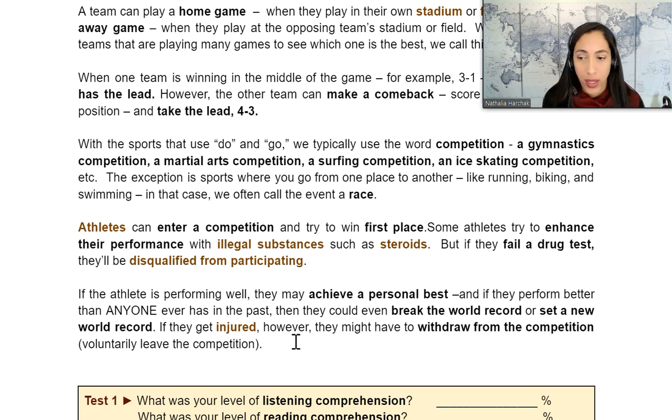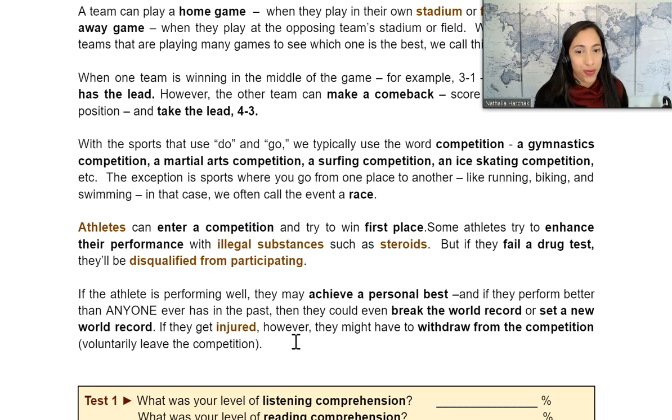Some athletes try to enhance their performance with illegal substances such as steroids. But if they fail a drug test, they'll be disqualified from participating. If the athlete is performing well, they may achieve a personal best, and if they perform better than anyone ever has in the past, then they could even break the world record or set a new world record. If they get injured, however, they might have to withdraw from the competition. That means voluntarily leave the competition.